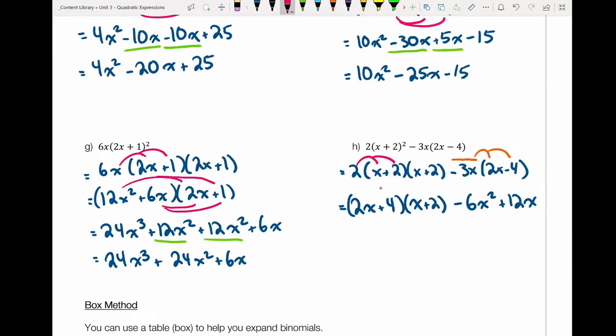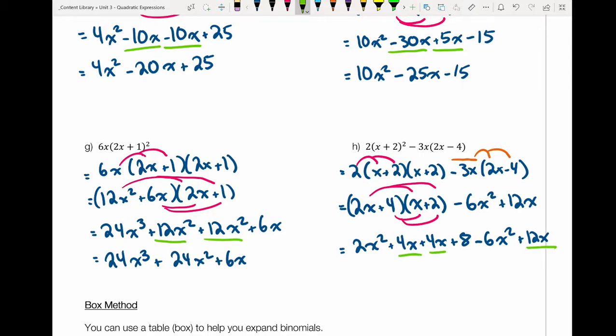Now I can expand my binomials by using the FOIL or rainbow method. So 2x times x is 2x squared, 2x times 2 is positive 4x, 4 times x is positive 4x, 4 times 2 is 8, and then this last part here just gets added in, the minus 6x squared plus 12x. I can see I have some like terms with the x's as well as the x squareds.